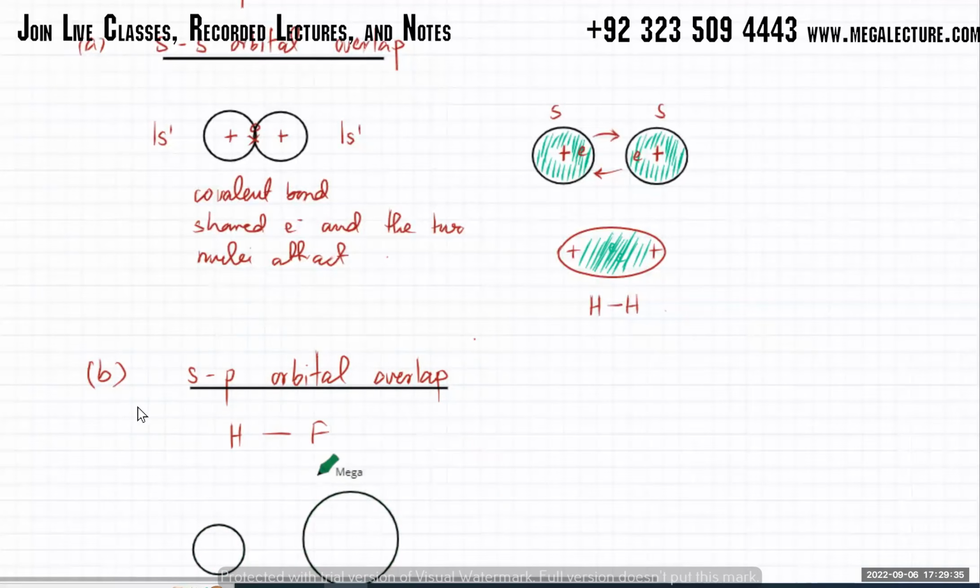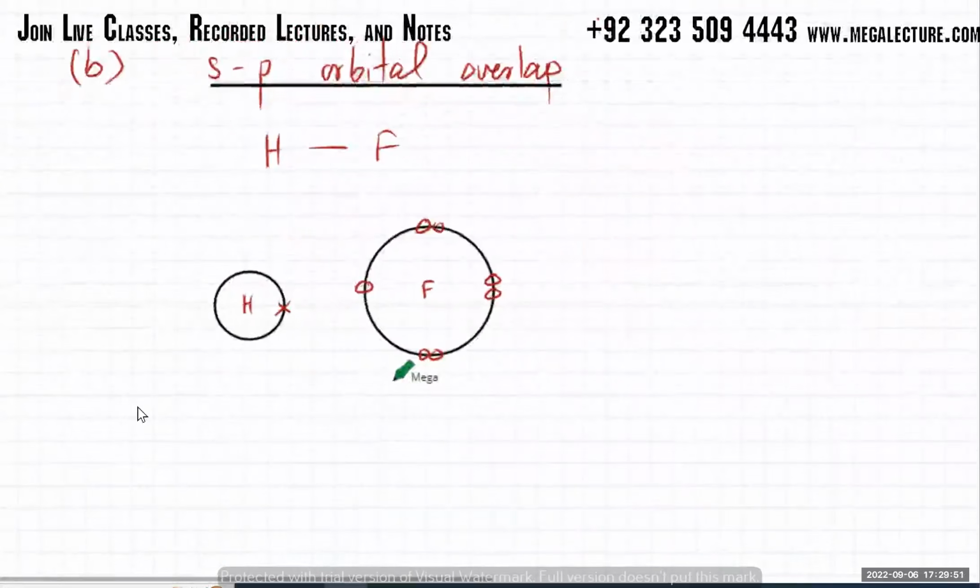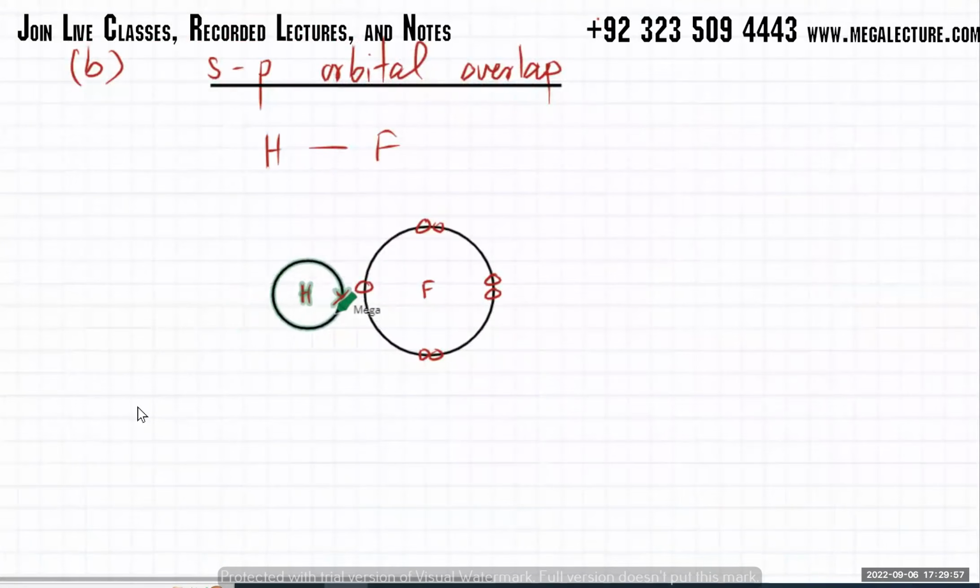You've got a fluorine atom, you've got a hydrogen atom. The fluorine has 7 electrons in its outer shell. It's not complete. And the hydrogen has 1 electron. So they both attract each other's electrons, and the electrons will be stuck in the middle. Like a normal bond, and that's a covalent bond that's formed.